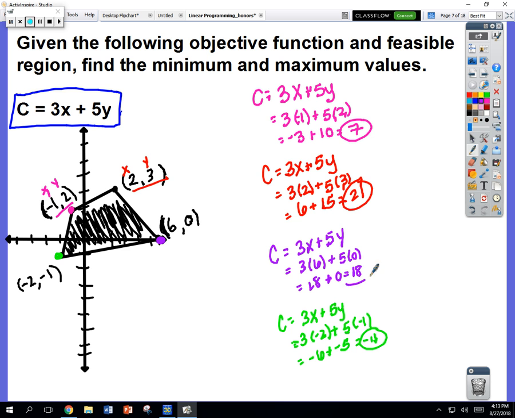So here's all my values. Which one here would be my maximum? That would be 21 because it's the largest. And then which one here would be my minimum? That would be -11 because it's the smallest.